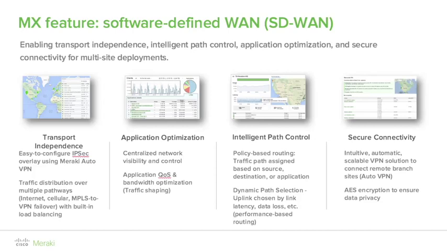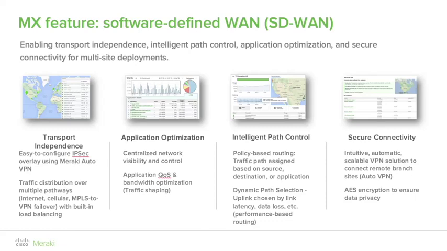Application optimization. As with all Meraki devices, application visibility is built right in. You can use this application awareness combined with QoS and traffic shaping and ensure super granular control over the traffic flows on your WAN.